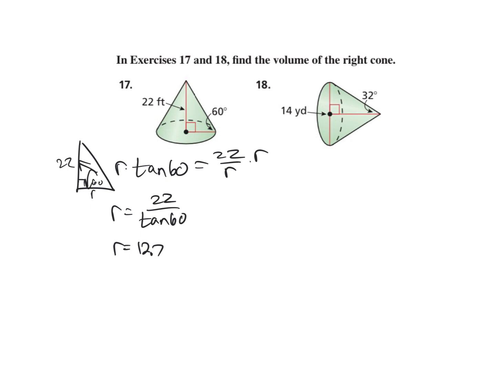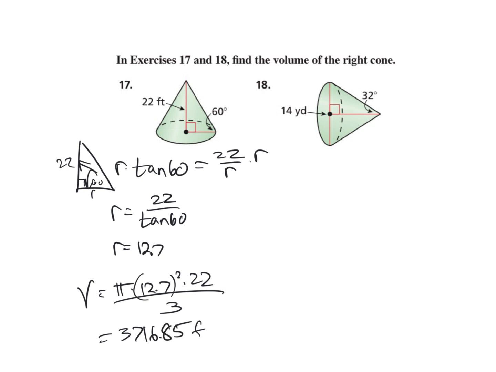Okay, so now we have that. Now we do the volume. So pi times 12.7 squared times the height, 22, divided by 3. So take that big number on your calculator and square it, and then times it by 22, and then times that by pi, and then divide it by 3. And you should get 3716.85, and this will be cubic feet. It's volume.